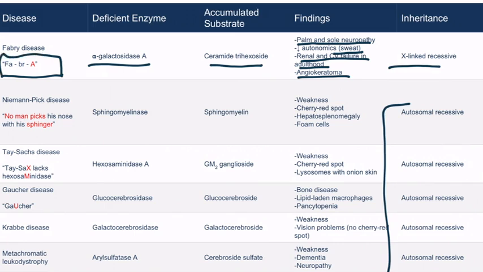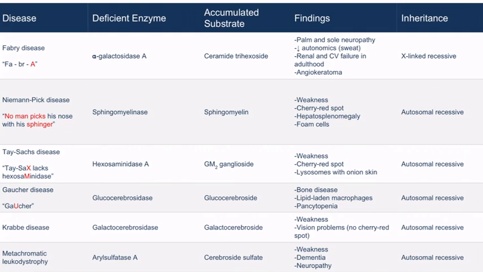I used the A sound in Fabry disease to help me remember that the deficient enzyme and the accumulated substrate both have A sounds in them. Notice how many A sounds are in alpha-galactosidase A. Also notice that ceramide has the letter A right in the middle of the word. The A also helps me remember that the toxic compound accumulates in the autonomic nerves and the arteries. So A for autonomic and arteries. Finally, the A helps me remember angiokeratomas.